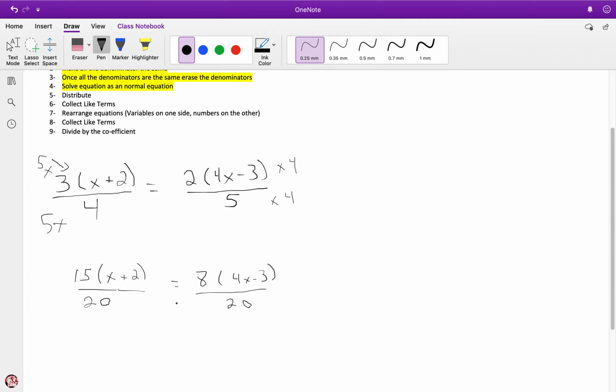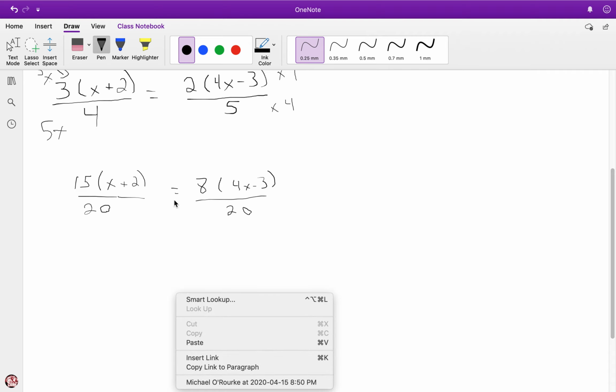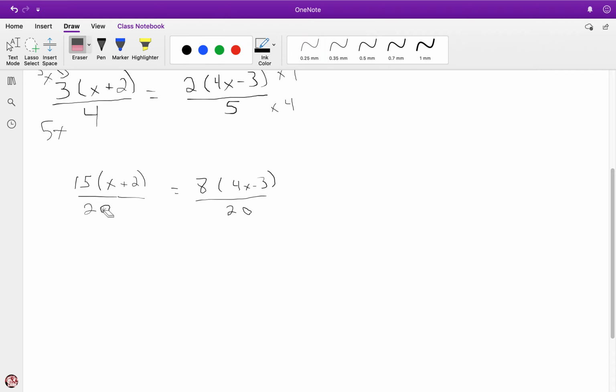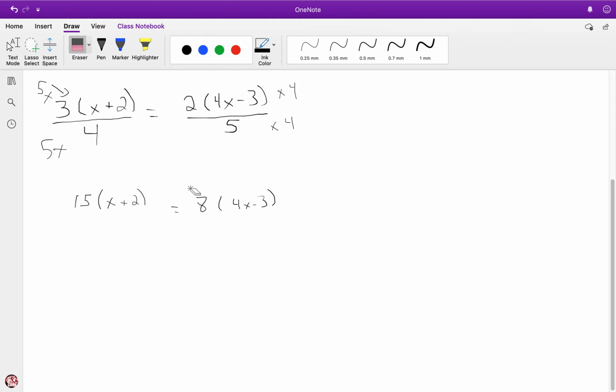So then, once we have that, I'm just going to erase my denominators. Then I'm just going to start rainbowing like I usually do. And that's going to be 15x plus 30 equals 32x minus 24.